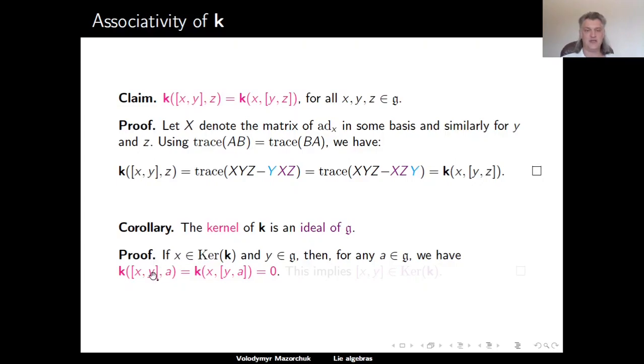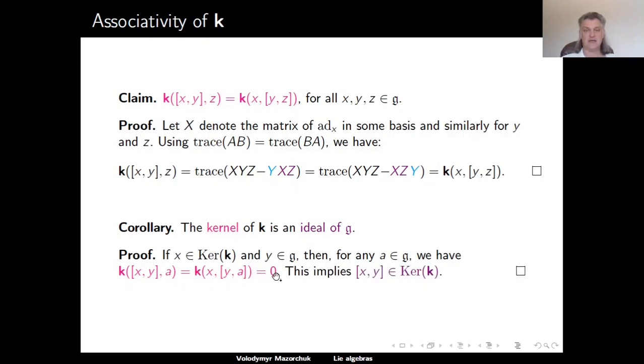Using the associativity, we can move the bracket over from x, y to y, a to get the value of the Killing form at x and the bracket of y and a. Now the bracket of y and a is just some element in G, and x belongs to the kernel of the Killing form, therefore the second expression equals 0.